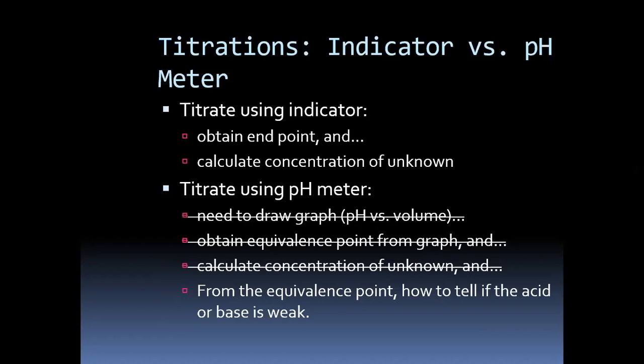If you are doing a pH meter titration, from the equivalence point, specifically the pH at the equivalence point, how do I tell that the acid or base being titrated is weak? Remember that? Okay, so make sure you remember that for a weak acid or base, the equivalence point is not going to be at pH 7. It's going to be either higher or lower, depending on whether it's a base or an acid. All right?